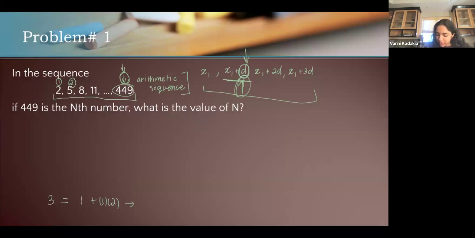Okay, so we'd represent 449 like this. 449 equals 2 plus x times the difference, right? The difference between the terms. So what is the difference? 3, yeah.